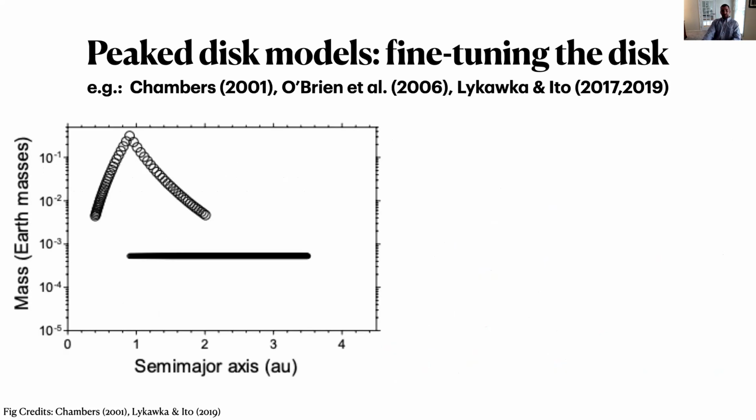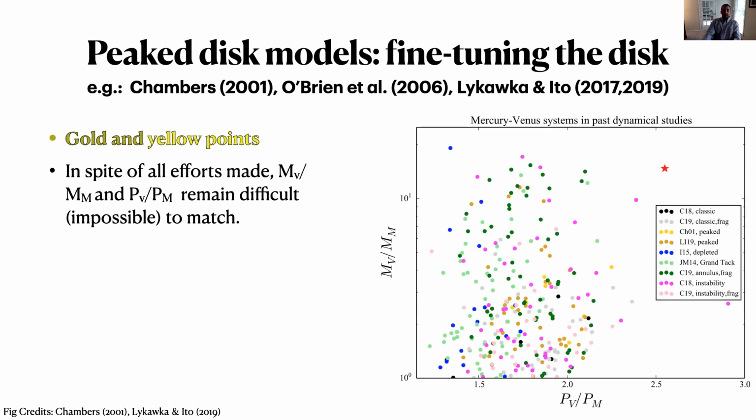Another option that has been proposed going back as early as 2001 and has resurfaced in some nice work recently published by Patrick Lykawka is to experiment with the surface density profile and embryo masses in the Mercury forming region. These are sometimes referred to as peak disk models. As you see in the plot, the terrestrial forming disk is essentially peaked or fine-tuned in order to ideally replicate the exact masses and semi-major axes of the four planets. Unfortunately, though, these models still tend to form overly massive Mercury analogs that are still too close to Venus.